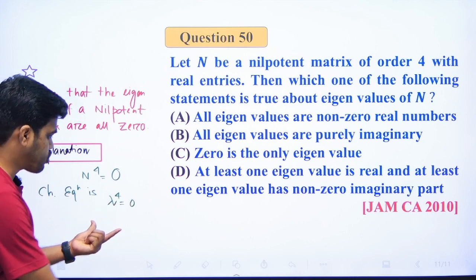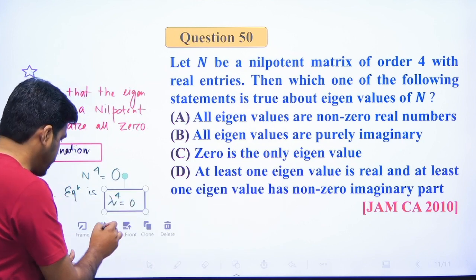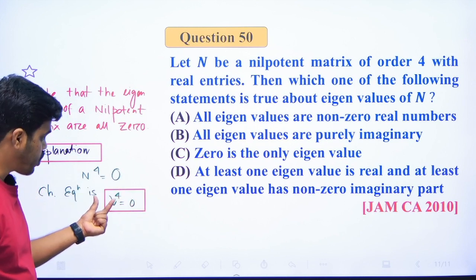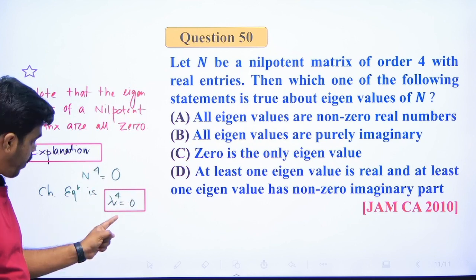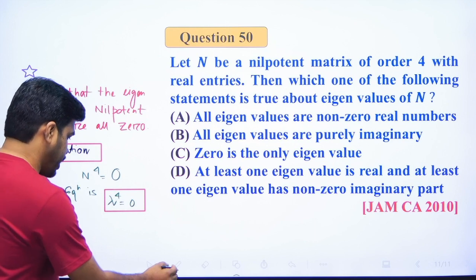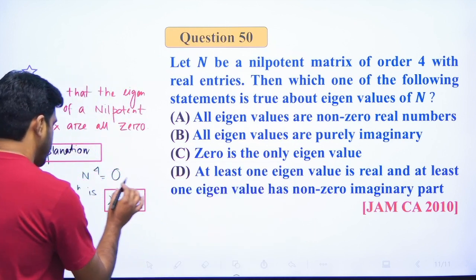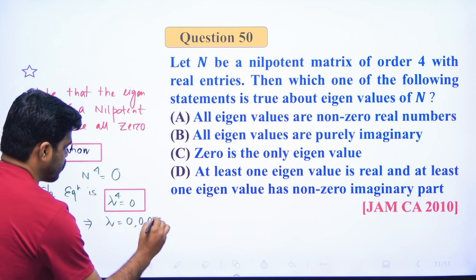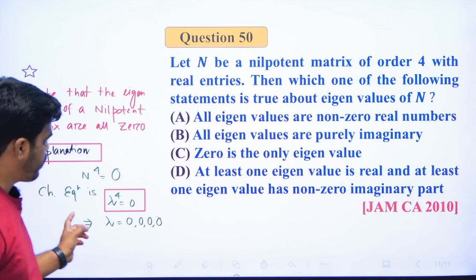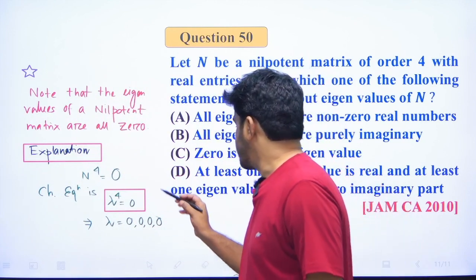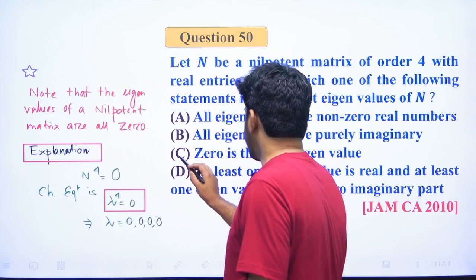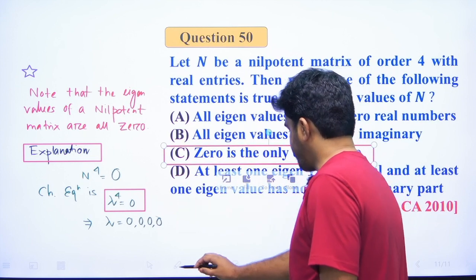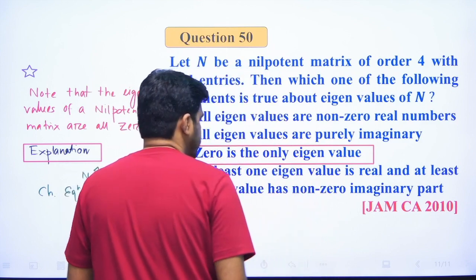Every square matrix satisfies its own characteristic equation. So if the characteristic equation is lambda to the power 4 is equal to 0, apply the Cayley-Hamilton theorem, so N to the power 4 is equal to 0, right? So from this we get lambda is equal to 0, 0, 0, 0. So the eigenvalues of a nilpotent matrix are all 0. So 0 is the only eigenvalue of a nilpotent matrix, and option C is the correct answer.